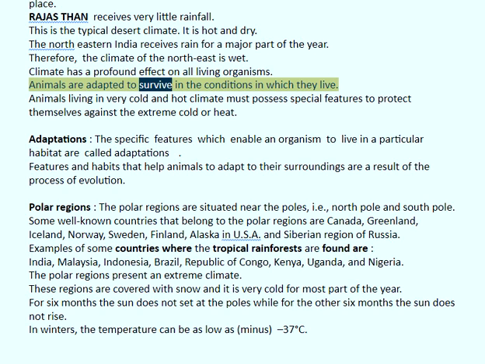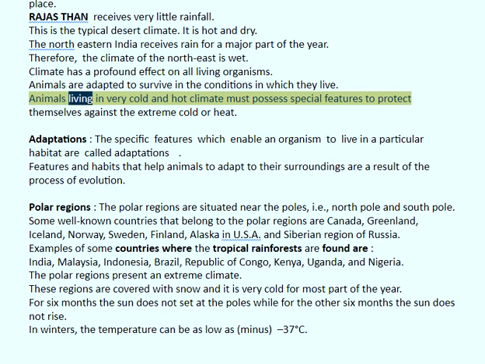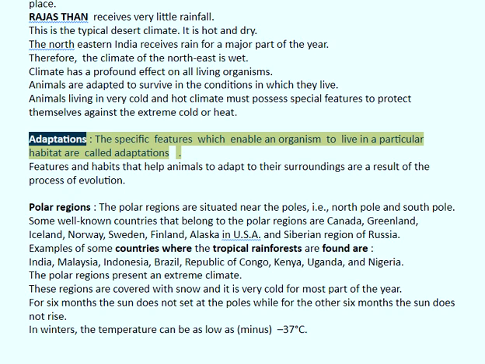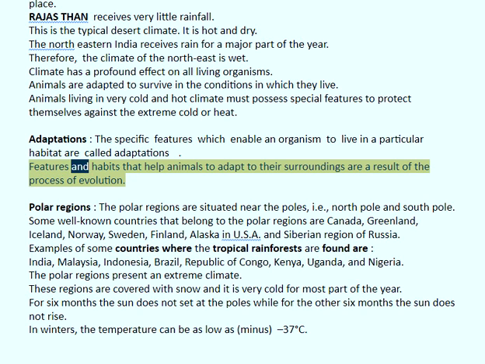Animals are adapted to survive in the conditions in which they live. Animals living in very cold and hot climates must possess special features to protect themselves against the extreme cold or heat. Adaptations. The specific features which enable an organism to live in a particular habitat are called adaptations. Features and habits that help animals to adapt to their surroundings are a result of the process of evolution.